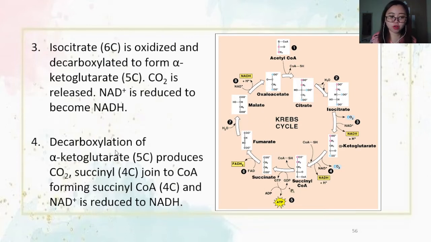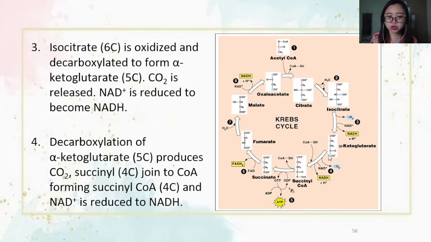In step number 4, we will have decarboxylation of alpha ketoglutarate, and that produces CO2 and succinyl. Succinyl is this 4 carbon molecule. Succinyl will join to CoA, forming succinyl CoA, which is a 4 carbon molecule, and NAD+ will be reduced to NADH. So, ayat ini panjang sedikit, tapi kita tengok satu demi satu.